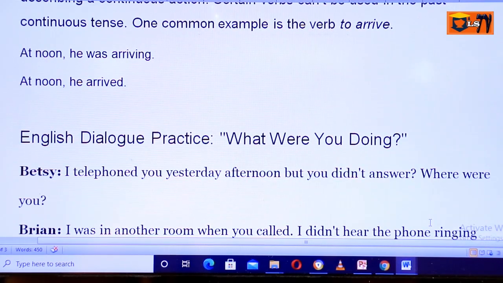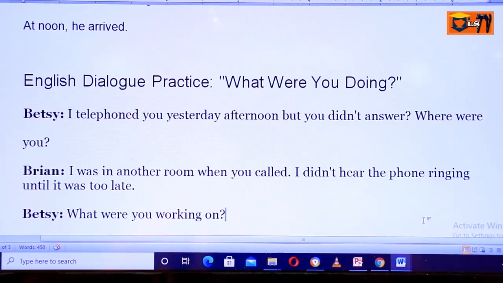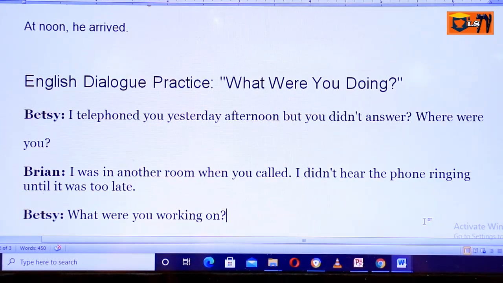This is the end of the explanation. Now, let's continue with the dialogue. Let's go on with English dialogue practice.